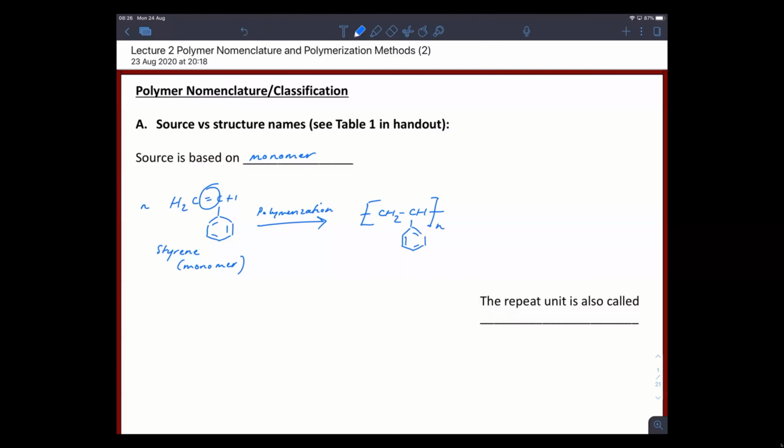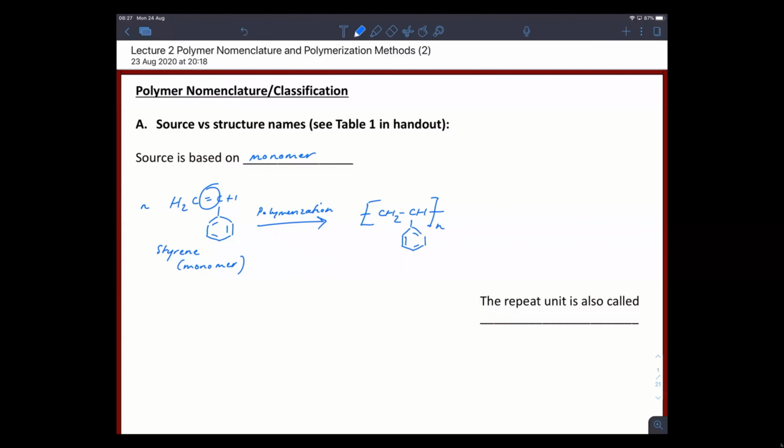Get used to that because you're going to have to draw some of those things out. I don't mind if you do square or round brackets. I think I've said this before. It's perfectly fine, but you have to remember to put the n there and make sure that your bonds stretch outside that bracket to show that it's continuous.